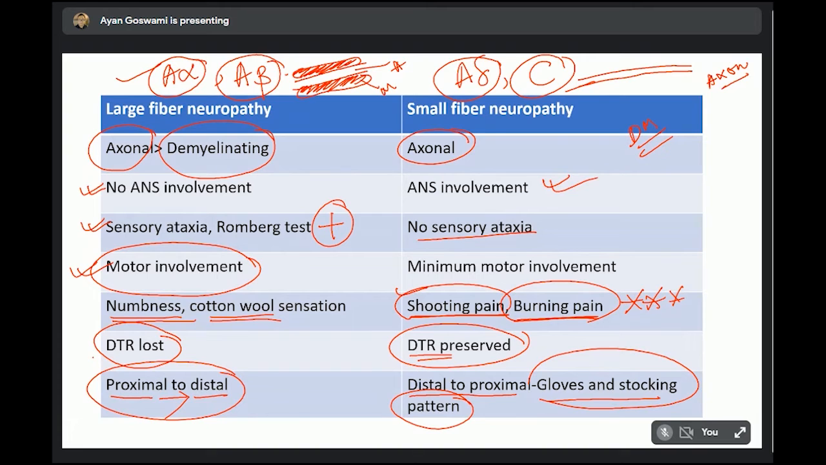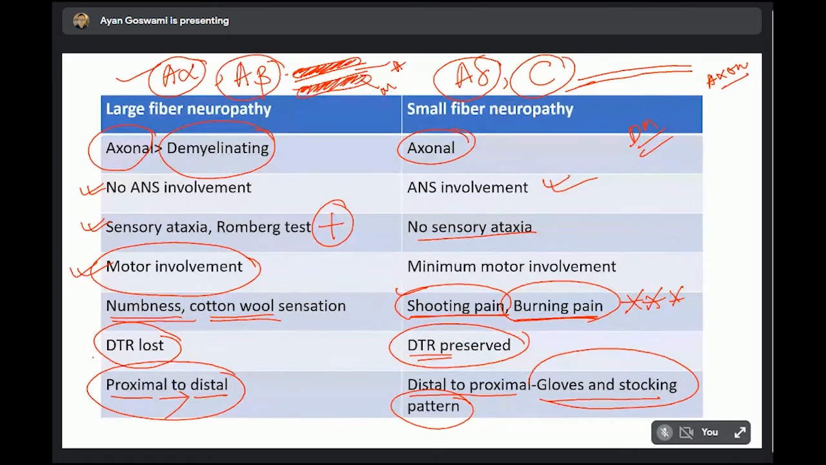Large fiber neuropathy is characterized by sensory ataxia, Romberg test positive, because the patient will not have proprioception or joint position sense, which carries your joint position sense from all the joints to your cerebral cortex, right? So these are the differences between large fiber neuropathy and small fiber neuropathy.